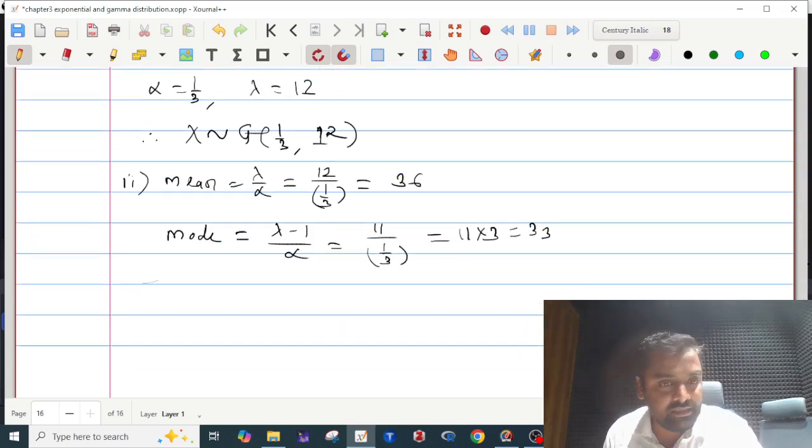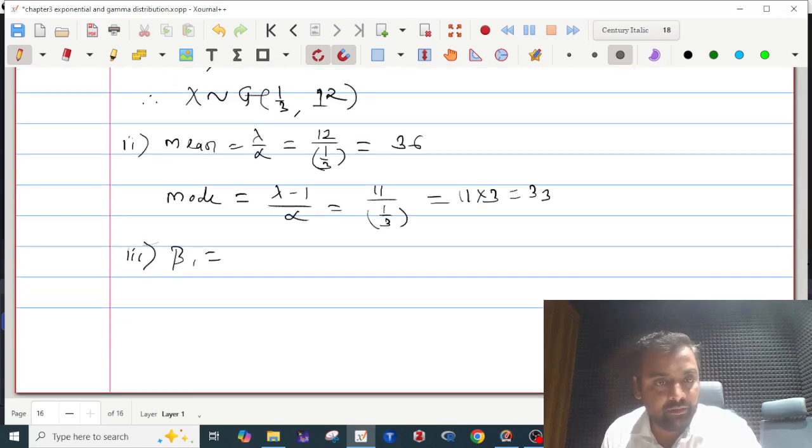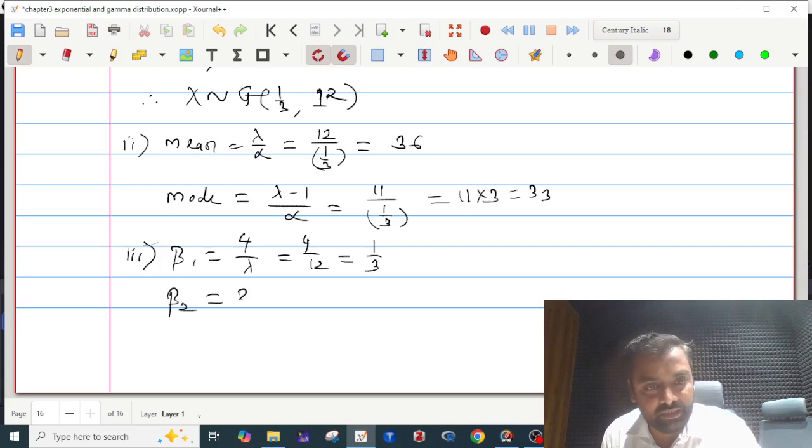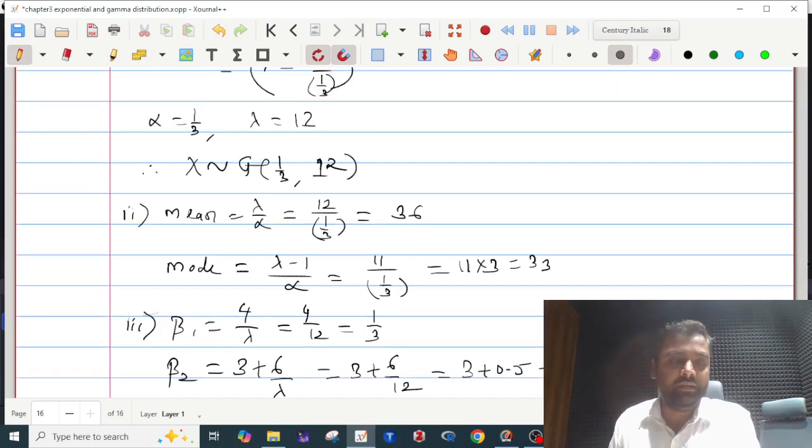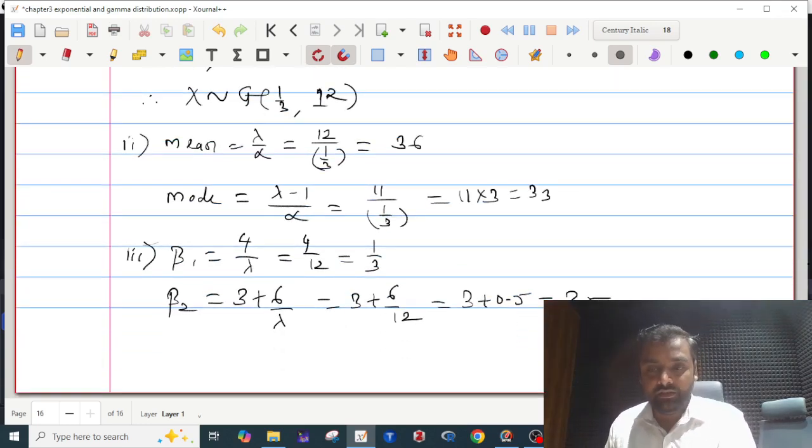Okay. At last, the third one. Beta 1 is 4 upon lambda. Plug the values, solve it. Lambda is 12, you will get 1 upon 3. And beta 2, the formula is 3 plus 6 upon lambda, which is 3 plus 0.5, 3.5. That's it. So this way we have to solve examples based on gamma distribution.